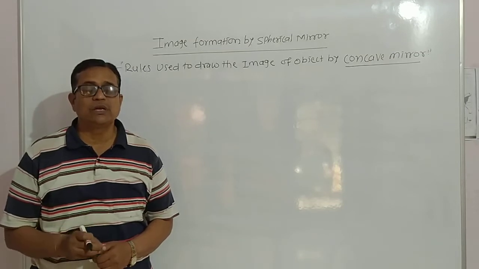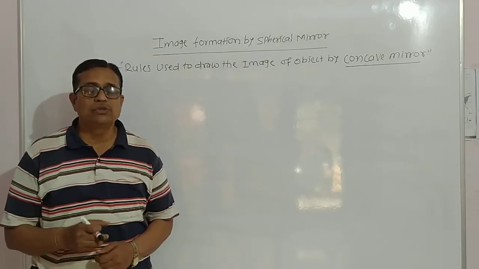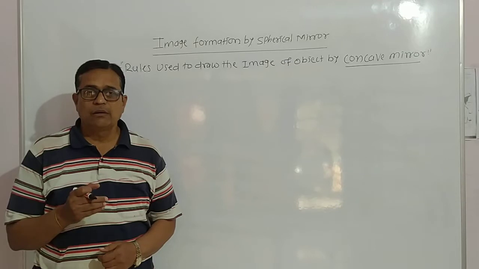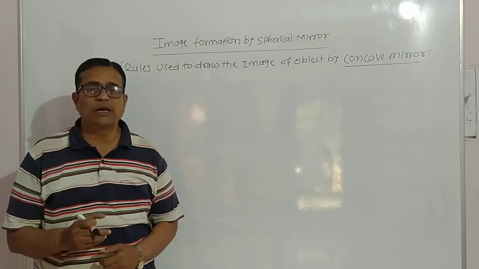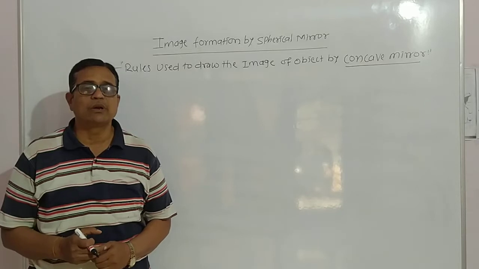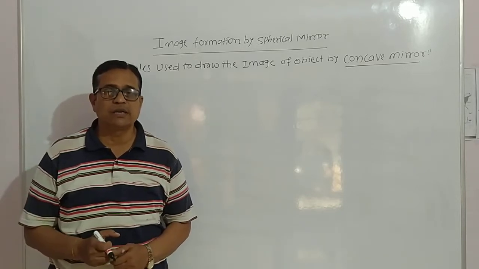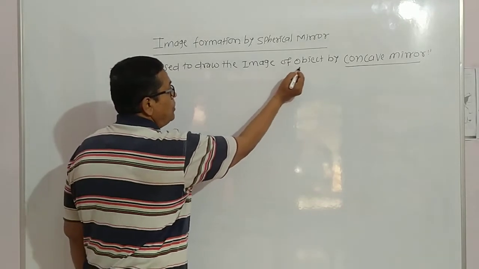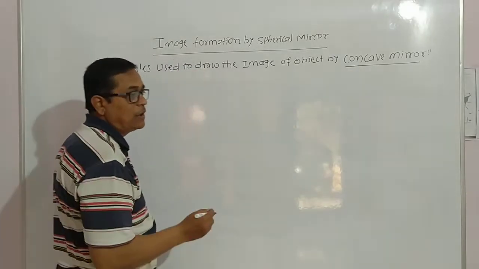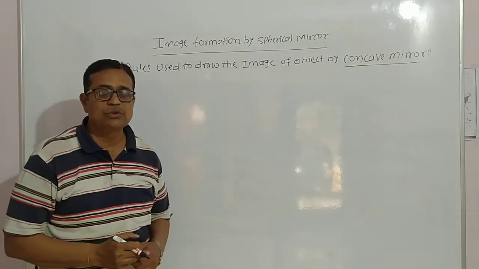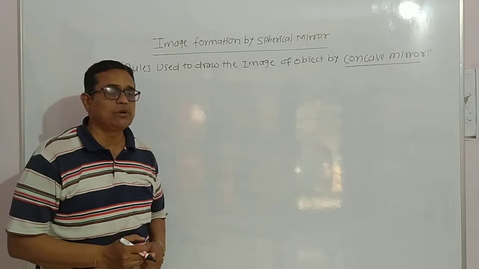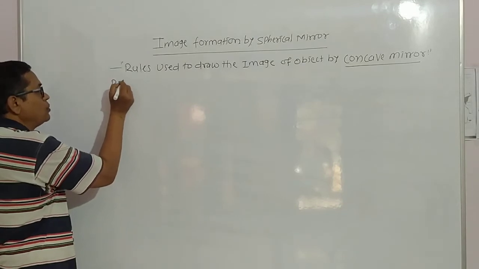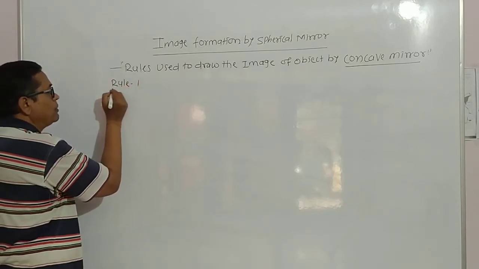Because it is necessary to understand the rules first, and then we use the rules to draw the image of an object by using a concave mirror. To draw the diagram of the image, it is necessary to first learn and understand the rules carefully. Here are the rules used to draw the image of an object by a concave mirror. There are four rules we use. Firstly, we study rule number 1.